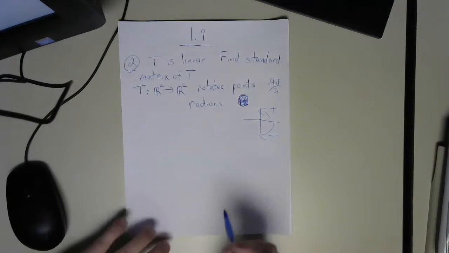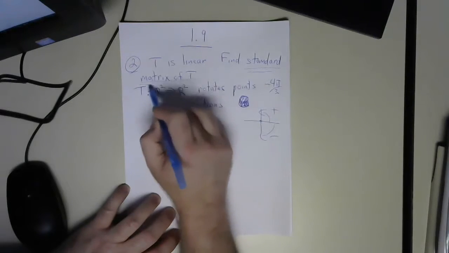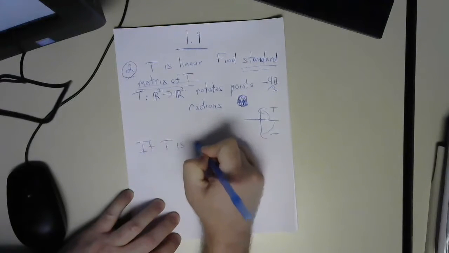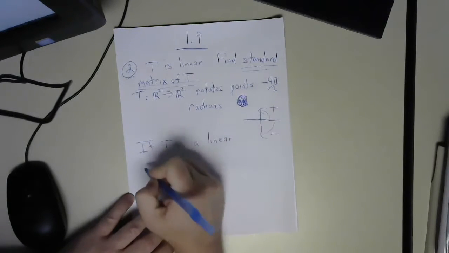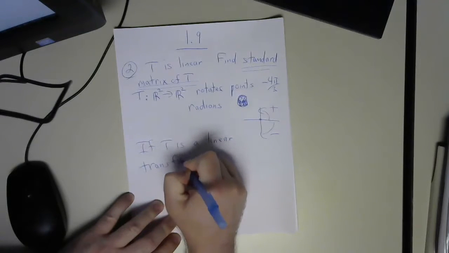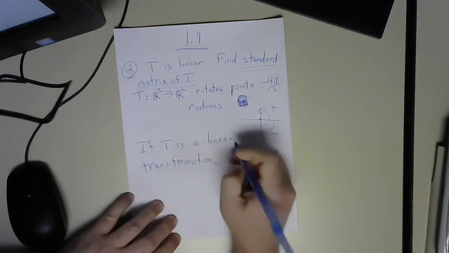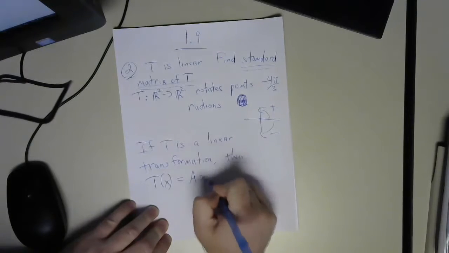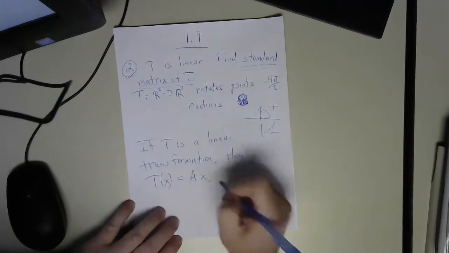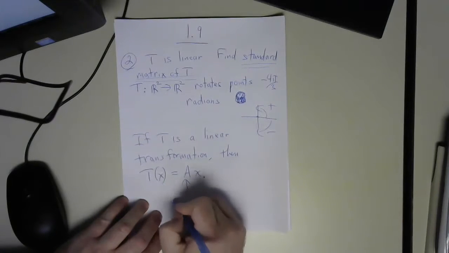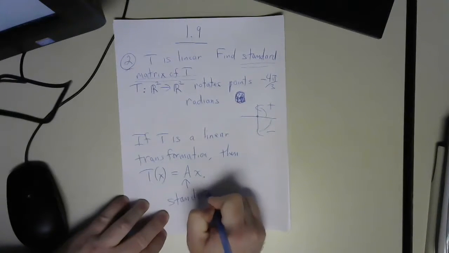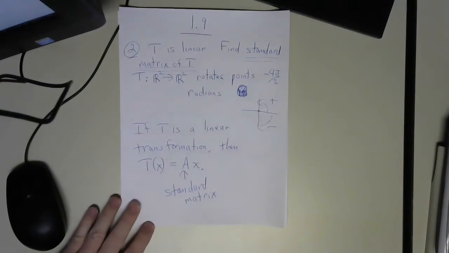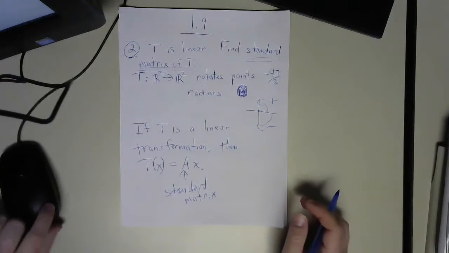Okay. Now, you might recall that one of the theorems from the material says if T is a linear transformation, then you can always write T as some matrix times column vector x. All right, and we call this the standard matrix. So there always exists a standard matrix whenever T is a linear transformation, okay? So in this case, we have to find that standard matrix.